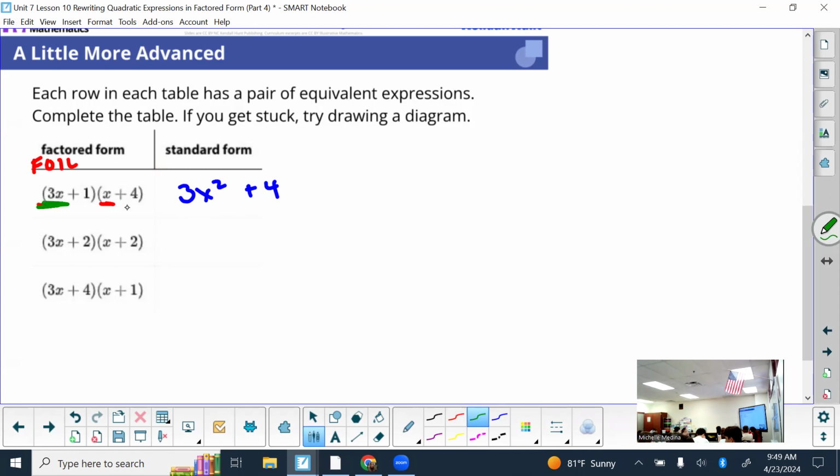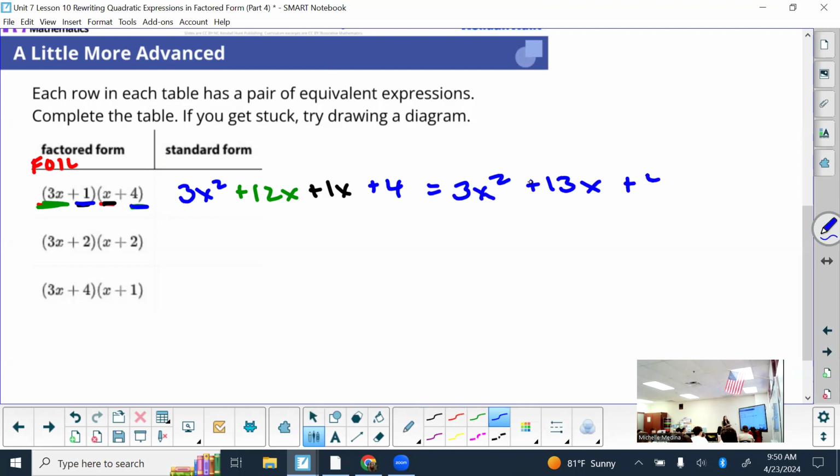Multiply your outer terms. Class, what's 3x times 4? 12x. Multiply your inner terms, what's 1 times x? And then multiply your last terms, 1 times 4 is 4. So you still have to do the outer and the inner, however you want to refer to it. And then combine like terms gives you the final answer of 3x squared, class, what's 12x plus 1x? 13x. Good, and then plus 4.